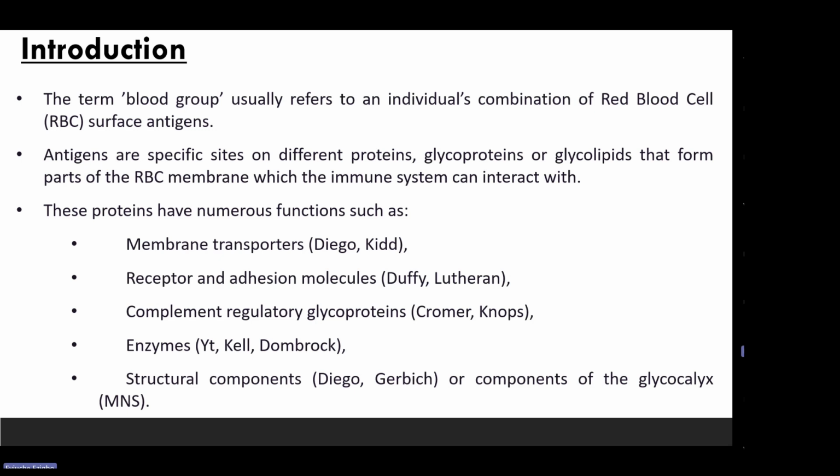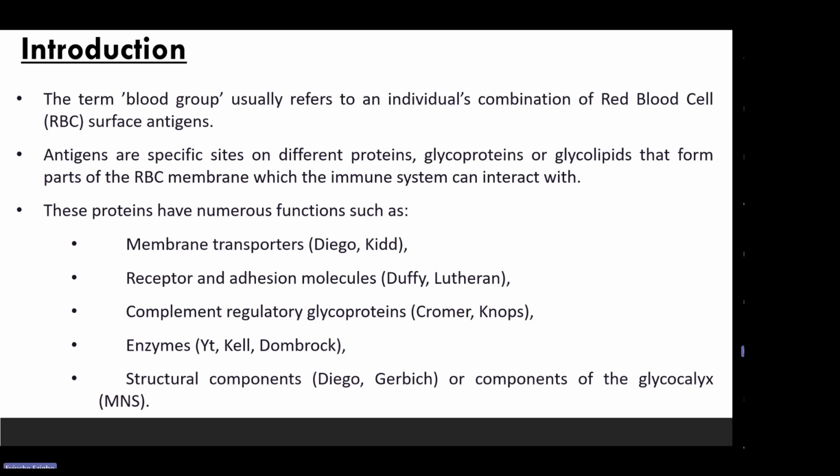So the antigens are specific sites on different proteins and glycoproteins that form the red blood cell membrane, and the immune system can interact with them. That is why they can elicit immune reactions. So this is what we call the antigens. They are specific sites. Okay.